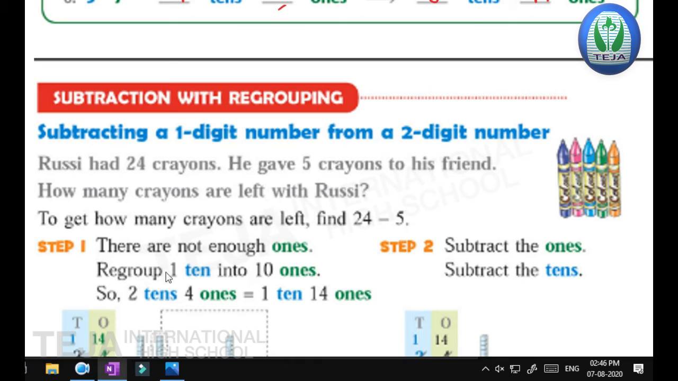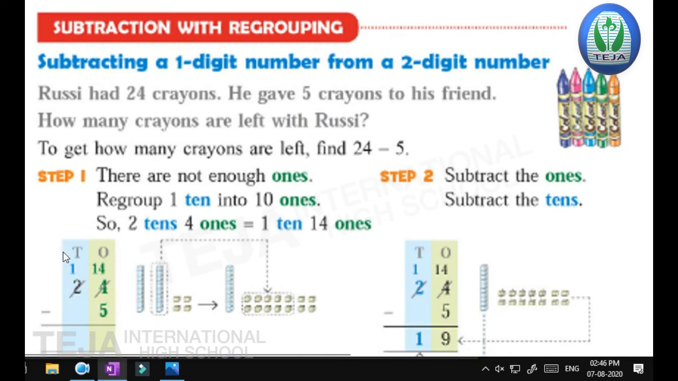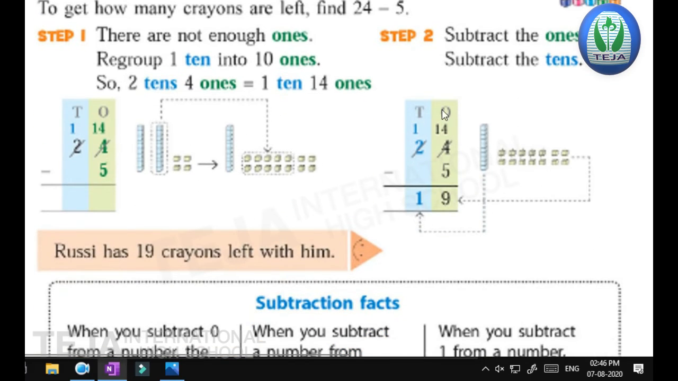So here step 1, there are not enough ones. Regroup 1 ten into 10 ones. So 24 is equal to 2 tens, 4 ones, that is equal to 1 ten, 14 ones. Now step 2 is subtract the ones, then subtract the tens.